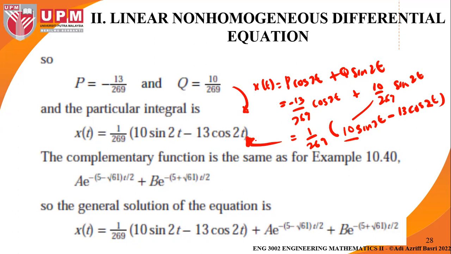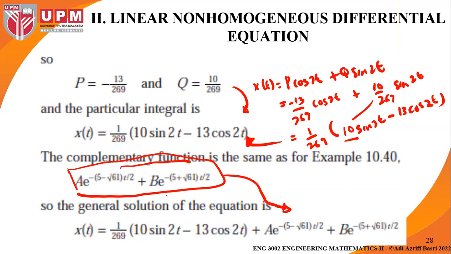Okay, so you have the particular integral, the general equation. So then this is the complementary. So you can add this exponent 5 one at the end. This is called the complementary function. So you put it at the end of the equation, and then you get the answer.